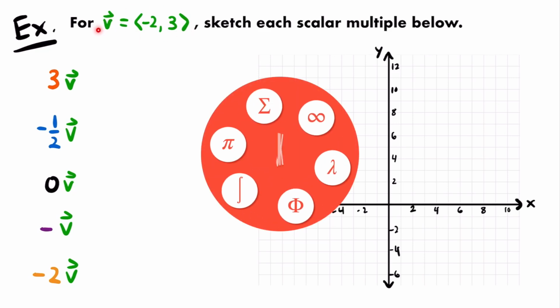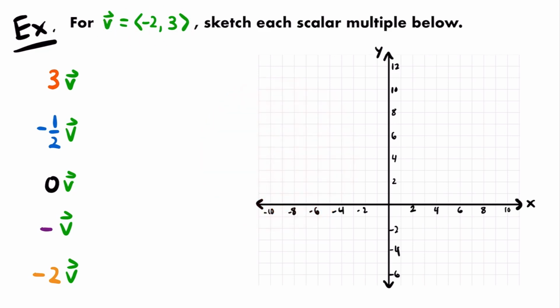We are given a vector, vector v, in component form. Its components are negative 2, comma 3. And for this vector, we want to sketch each scalar multiple below. And so we have a list of 5 different scalar multiples of this vector v.